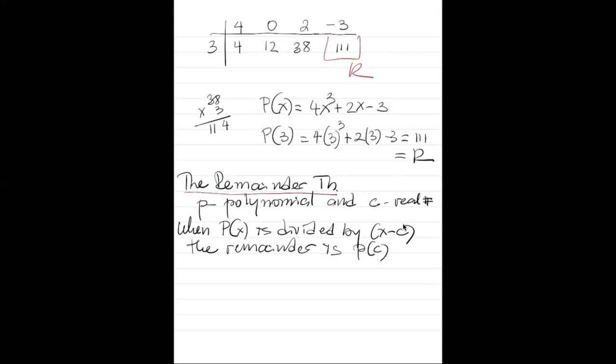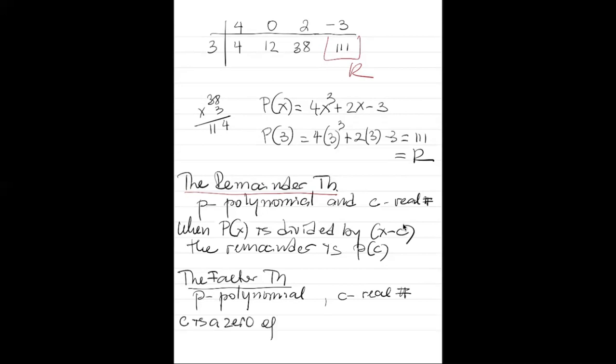And the factor theorem. P is a polynomial, and c is a real number. C is a zero of p if and only if x minus c is a factor of the polynomial p of x. And that concludes the lecture for 3.2.